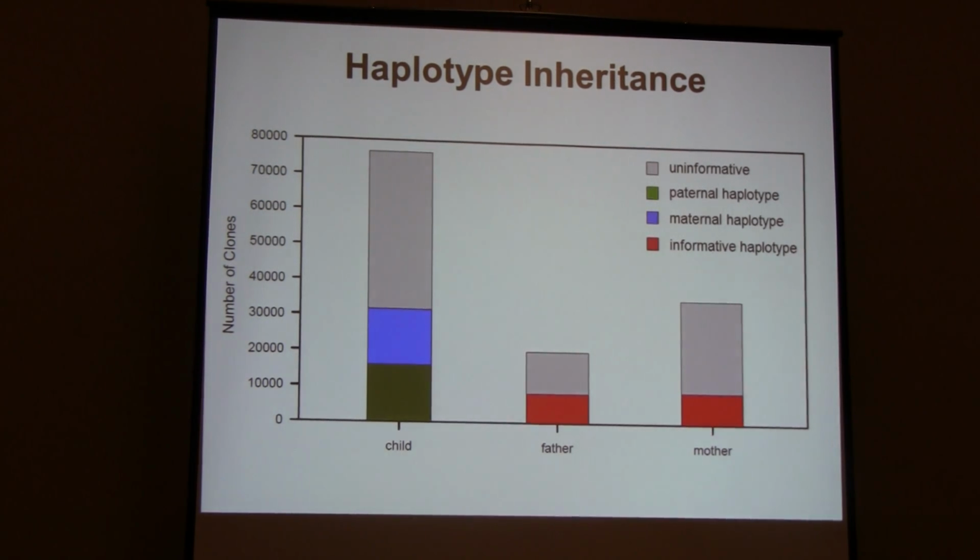Unfortunately, the minority of clones are informative in this way, indicated by the red portions on these bars. In the child, since we do have the parents, I can discriminate between maternal and paternal haplotypes. And again, only about 40% of our haplotypes are informative in this way.